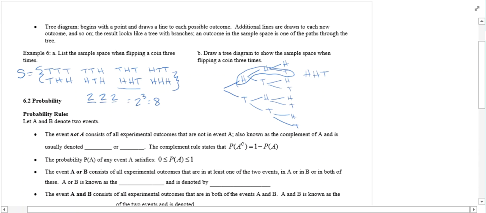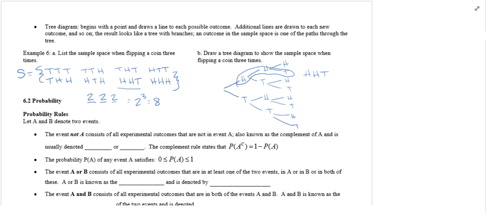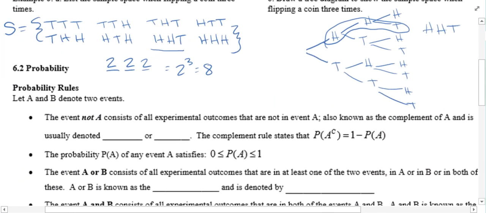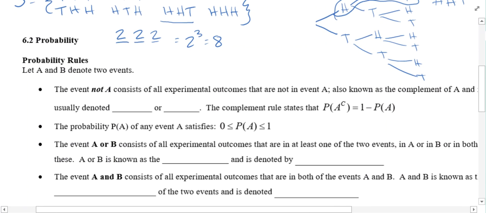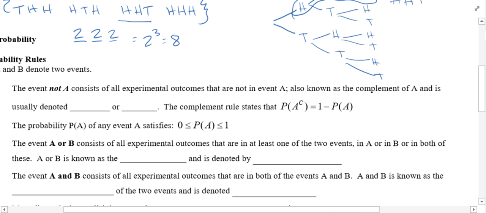All right, so some probability rules. Some of these you may have seen before when you've done probability in your other math chapters, but we're going to go over some. Okay. Let A and B denote two events. The event not A consists of all experimental outcomes that are not in event A. It's also known as the complement of A, so you'll see that.